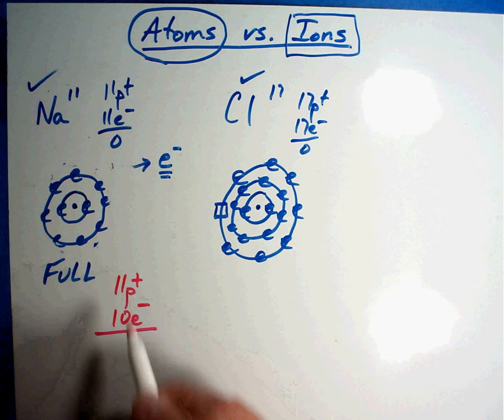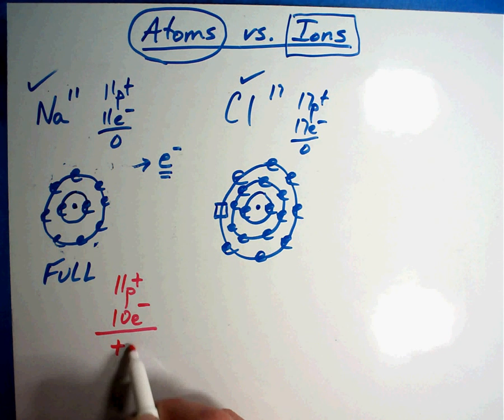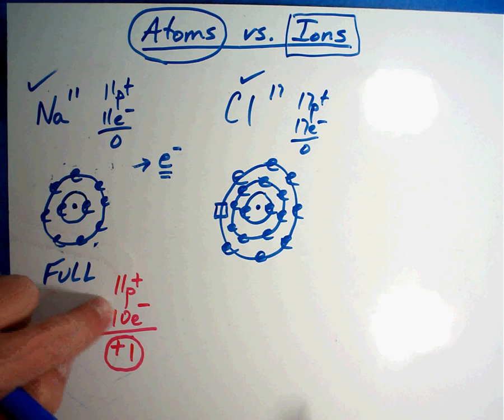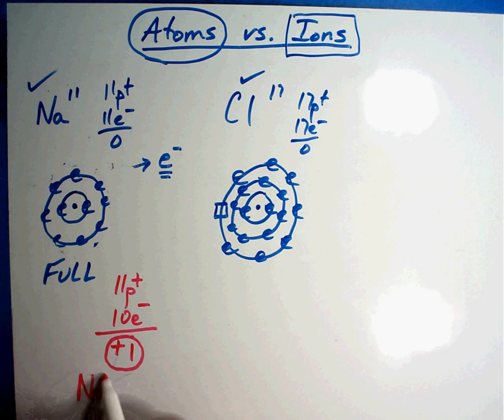He lost one. 11 protons, 10 electrons. 11 pluses, 10 minuses. He now has a plus 1 charge. Let me do that math again. 11 pluses, 10 minuses. He has one more plus. He now has a charge. He looks like a magnet. So Na has a plus 1 charge.